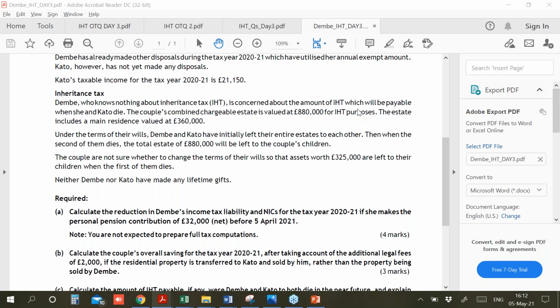Now, the one advantage is that your band will be extended. Without reading the question, I can tell you that if Dembe contributes 32,000 net, his bands will be increased by 40,000. Much of the income that was previously taxed in the higher rate band will now be taxed at the basic rate band. So what will be the tax savings that he will be able to achieve? 20% or 40%?